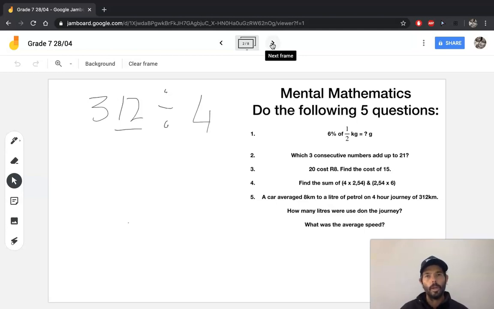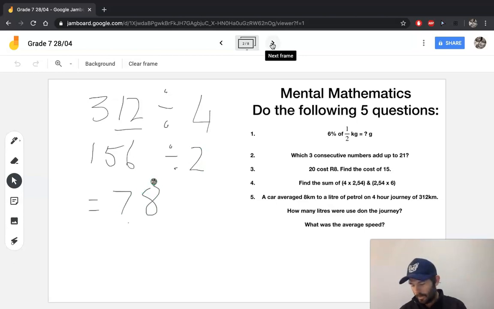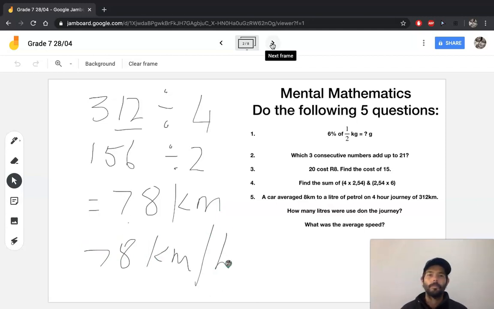Now again, you can do that short division sum with the little box, or you could halve this number, and if you halve 312, you get 156, and then I'll halve the divisor 2. Now we should all be able to divide by 2, and that's going to give me 78 kilometers. So my average speed is 78 kilometers per hour.